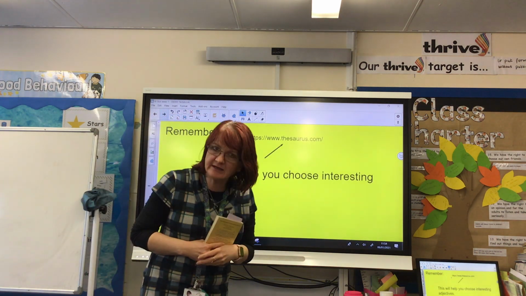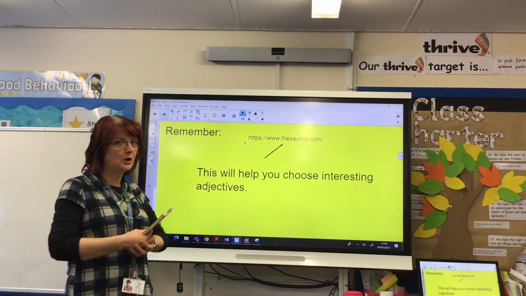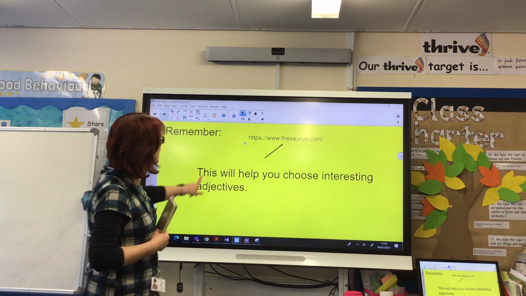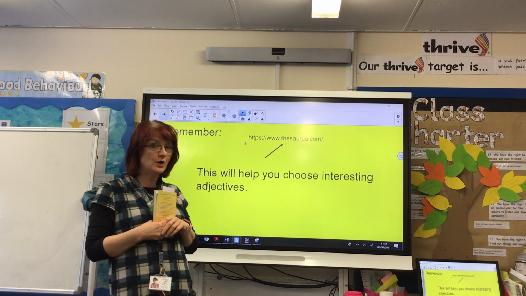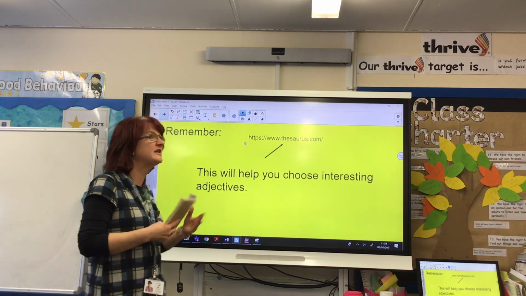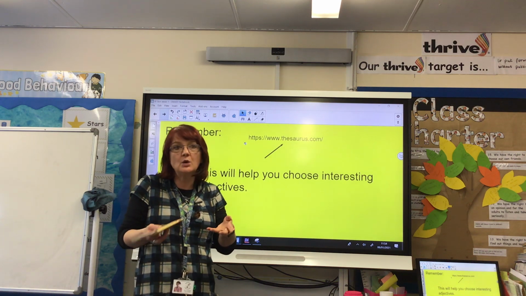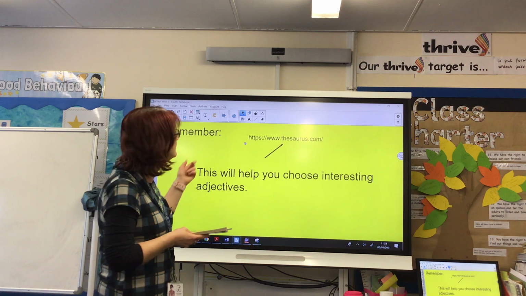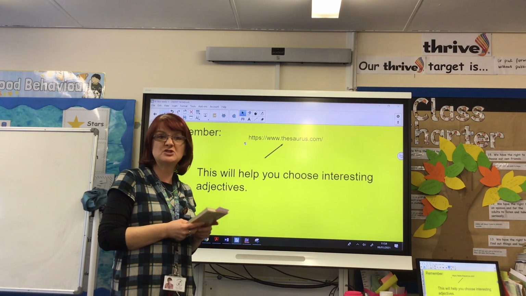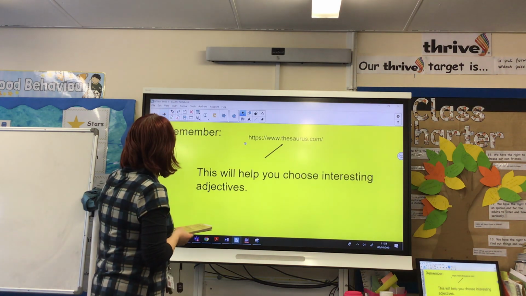Remember, if you're struggling for vocabulary or you can only think of boring adjectives, you can use Thesaurus.com, which is an online thesaurus, which will help you improve your use of vocabulary. So if you think you don't want to use wet, cold day, you might want to put those words into the thesaurus and it will come up with something much better for you, much more interesting.